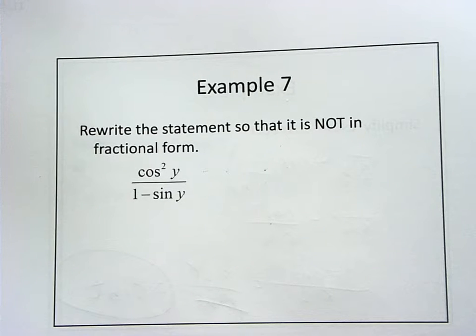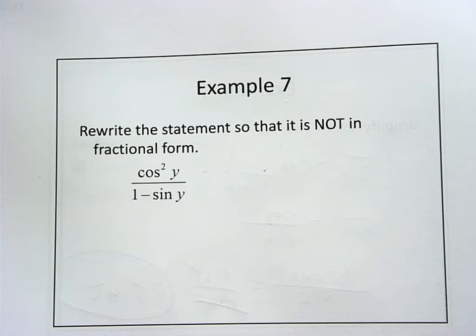Exactly. For this, rewrite the statement so that it is not in fractional form. I have cosine squared y over 1 minus sine y. Any ideas? You could just write it as cosine squared y divided by 1 minus sine y, and then it's no longer in fractional form. Well, division is still considered a fraction.